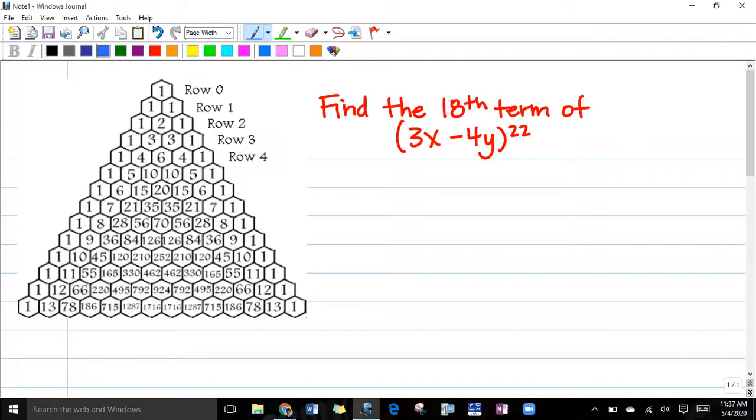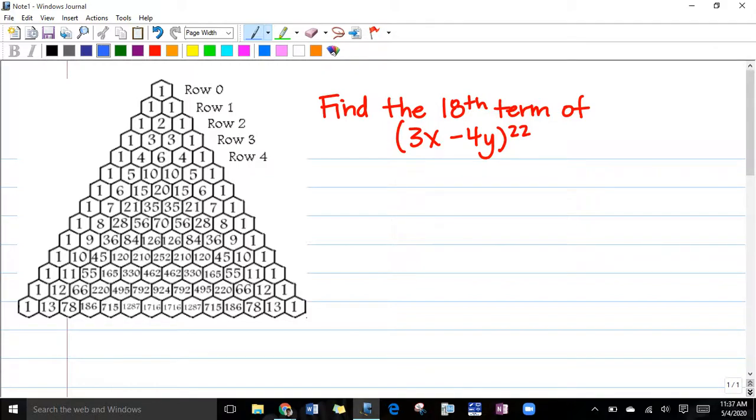All right, so now we've talked about how to use Pascal's triangle to find the coefficients of a binomial expansion, or how to use combinations to find the coefficients in a binomial expansion. Now let's concentrate on how to find a specific term in a binomial expansion. So I would like to find the 18th term of 3x minus 4y being raised to the 22nd power. The last thing I want to do is write out the first 17 terms to lead me there.